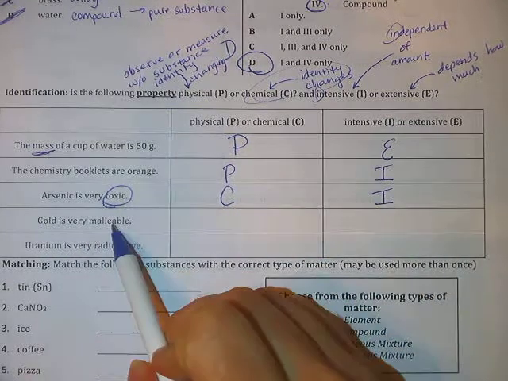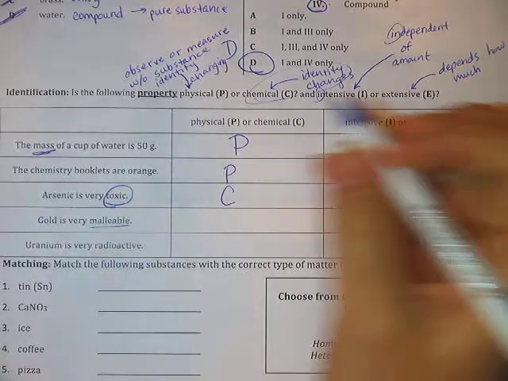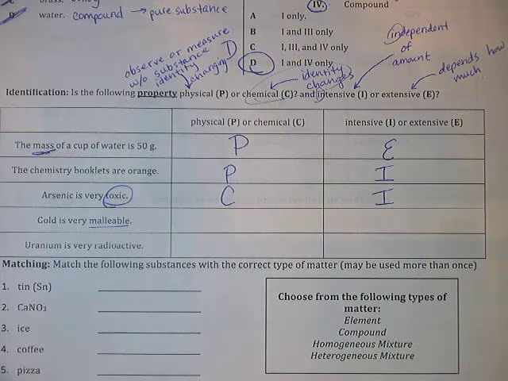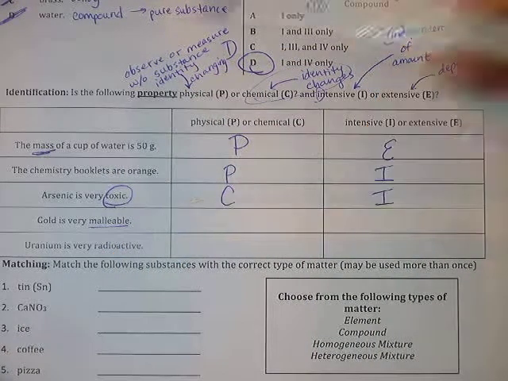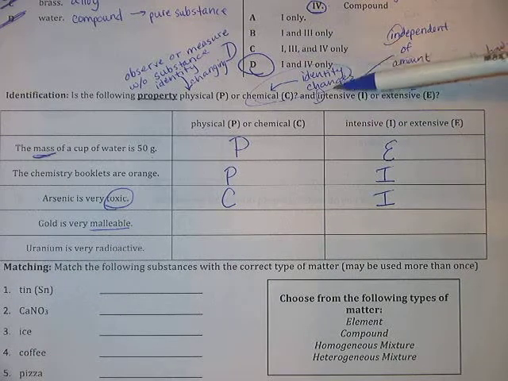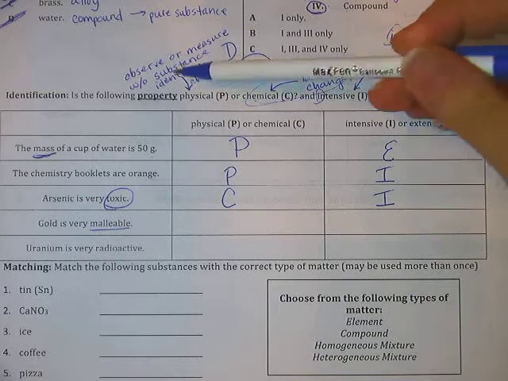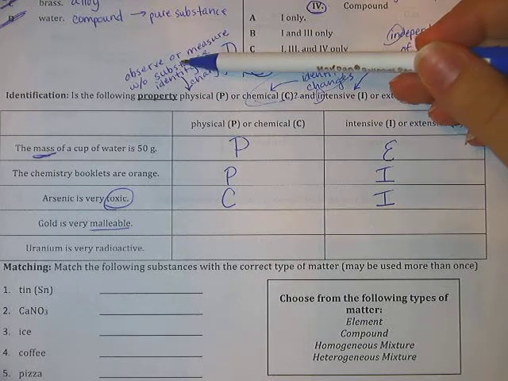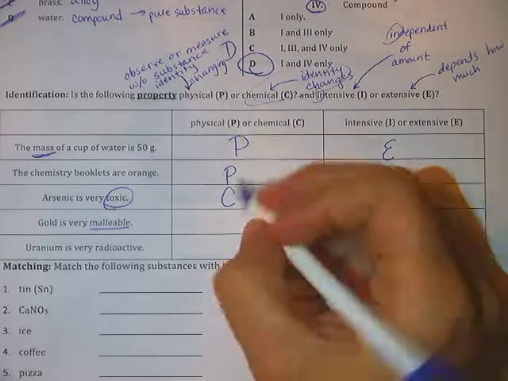Gold is very malleable. This word malleable means that you can hit it with a hammer and reshape it however you want. Does it stop being gold just because I put a dent in it when I hit it with a hammer? Does it change into something besides gold, or does it continue to be gold? If it continues to be gold, then that's a physical property.